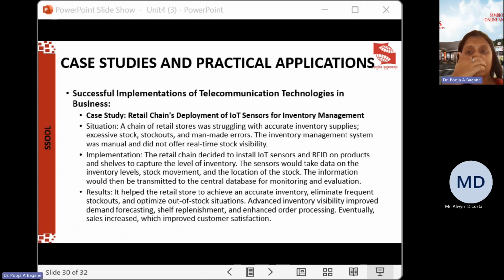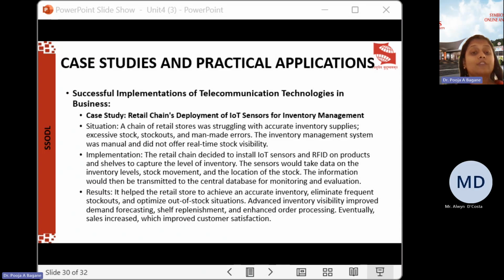Then the next case study is a retail chain's deployment of IoT sensors for inventory management. So what is the current scenario? The current scenario is that there is a retail chain of stores struggling with accurate inventory supplies, excessive stockouts, and man-made, human errors. The inventory management system was manual and did not offer real-time stock visibility.